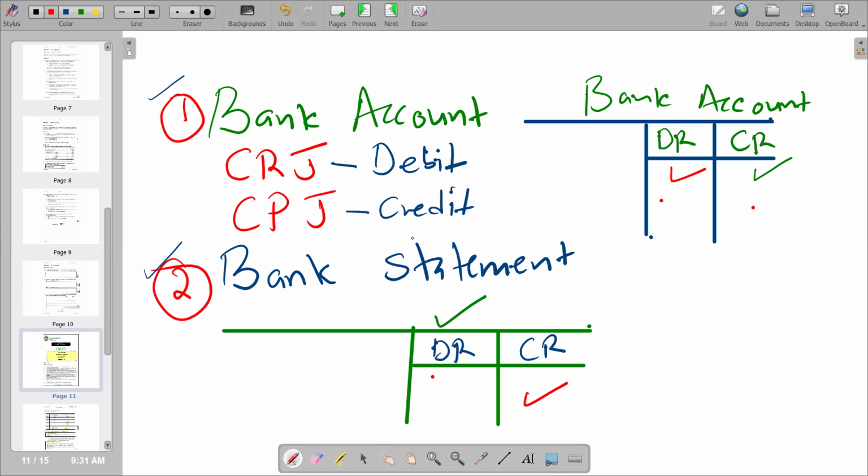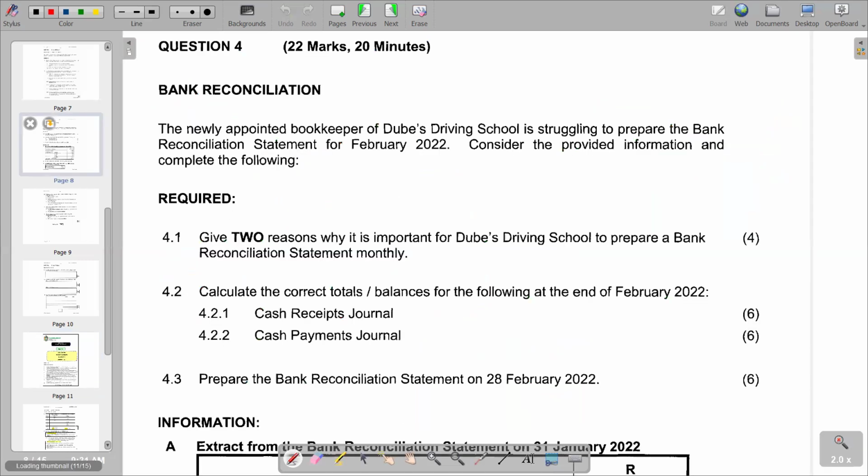According to this video, we are going to look at a typical examination question within the context of this video. Let us refer to our question. This is our question of bank reconciliation. Remember, the bookkeeper of Dumes Driving School is struggling to prepare the bank reconciliation statement for February 2022. Consider the provided information and complete the following.